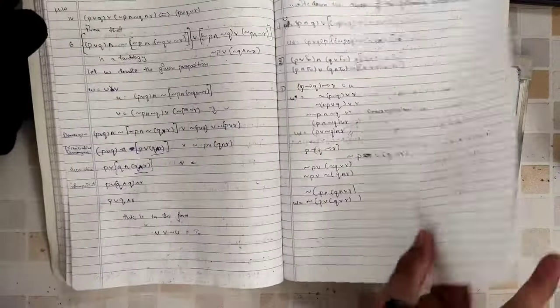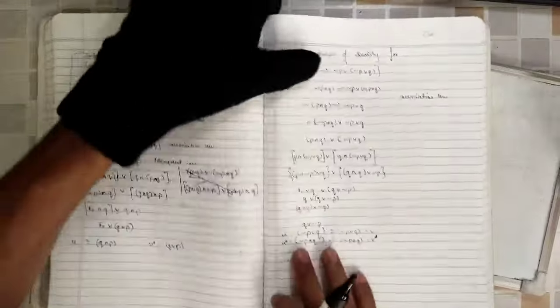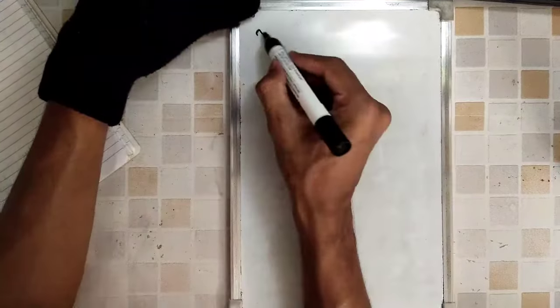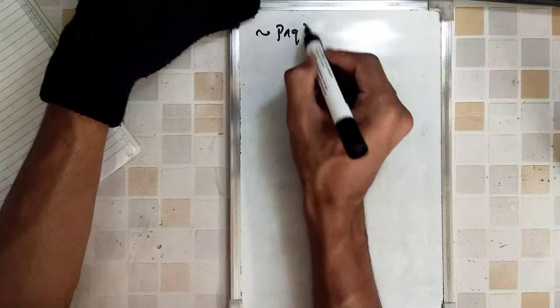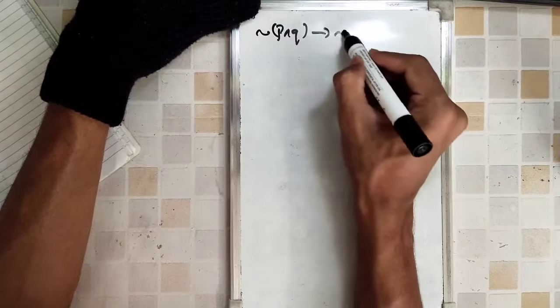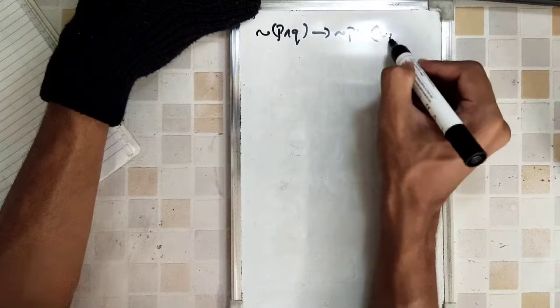It won't be that different. And here we also have another type of thing. You just see that, and now I'll explain that principle of duality thing. So the given is negation P and Q, which implies negation P or negation P or Q.